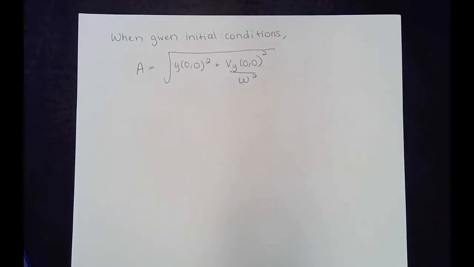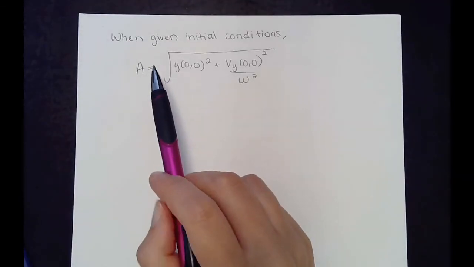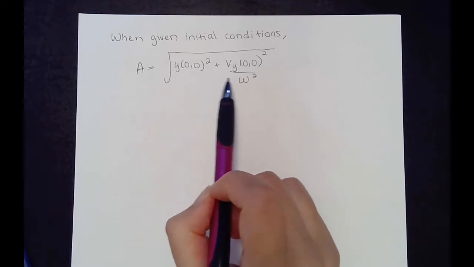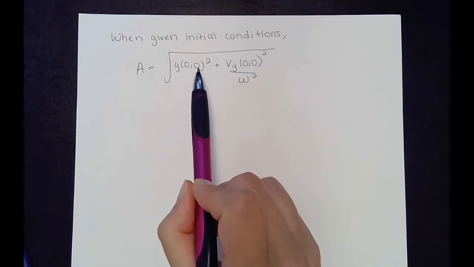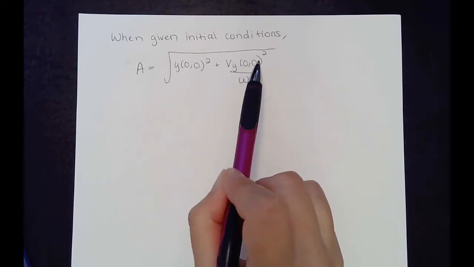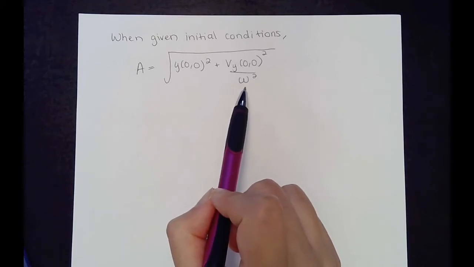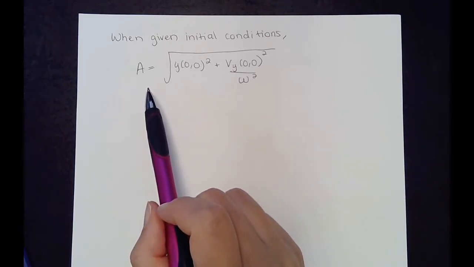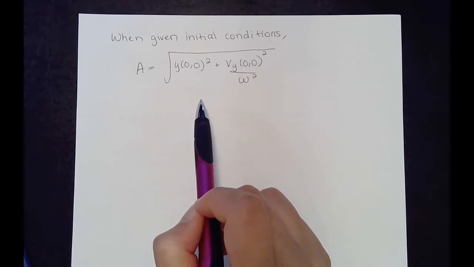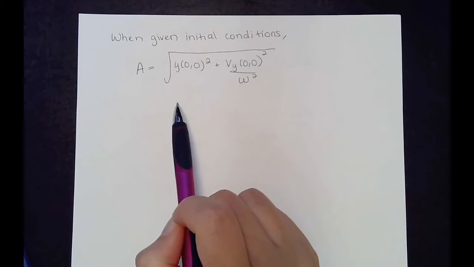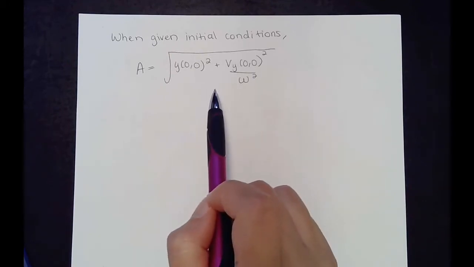Okay, I also wanted to mention that when we're given initial conditions and not the amplitude, we can find the amplitude by using this equation here. So our amplitude is the square root of y at t equals 0, x equals 0, squared, plus vy at 0, 0, squared over omega squared. So that will give us the amplitude, and you can try deriving this if you'd like. I'm not going to do it because it's the same as when I did this in simple harmonic motion, so we end up with the same relationship here.